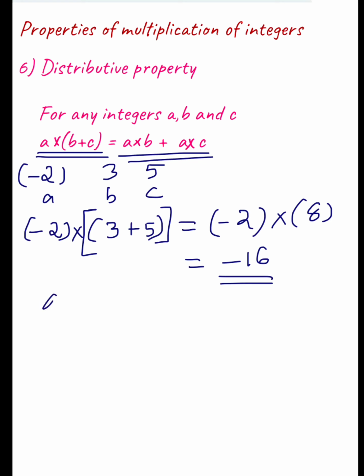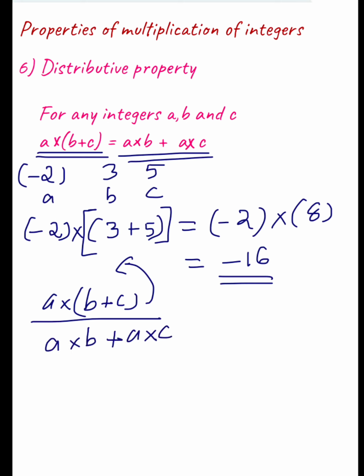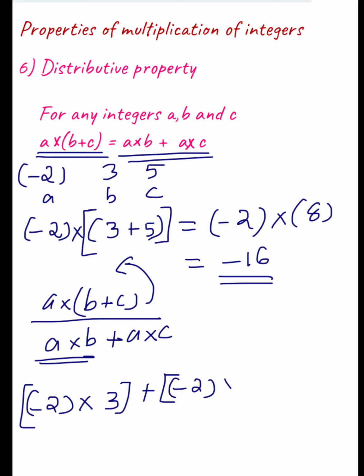Okay, this one was a into b plus c. Now the next thing is a into b plus a into c. So what is a into b? A into b means minus 2 into 3, plus, what is a into c? Minus 2 into, what is c? 5. Okay.